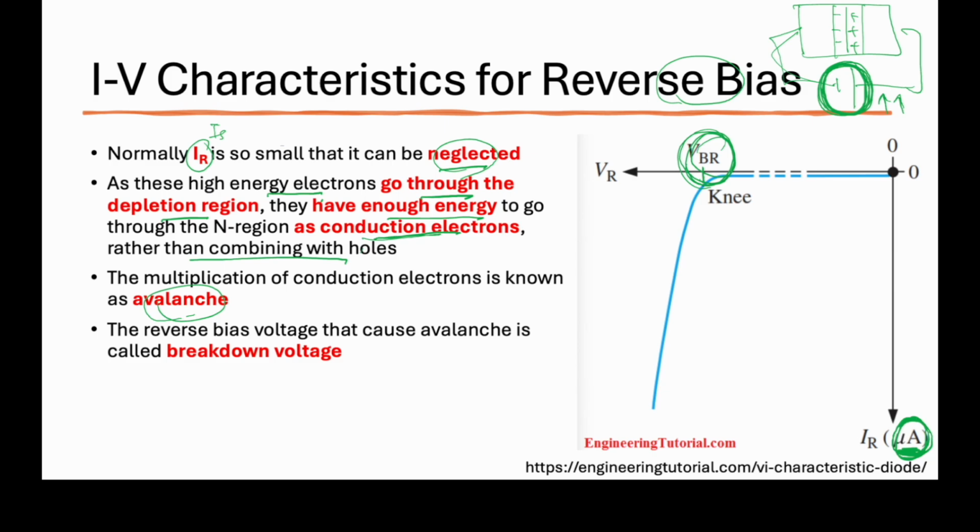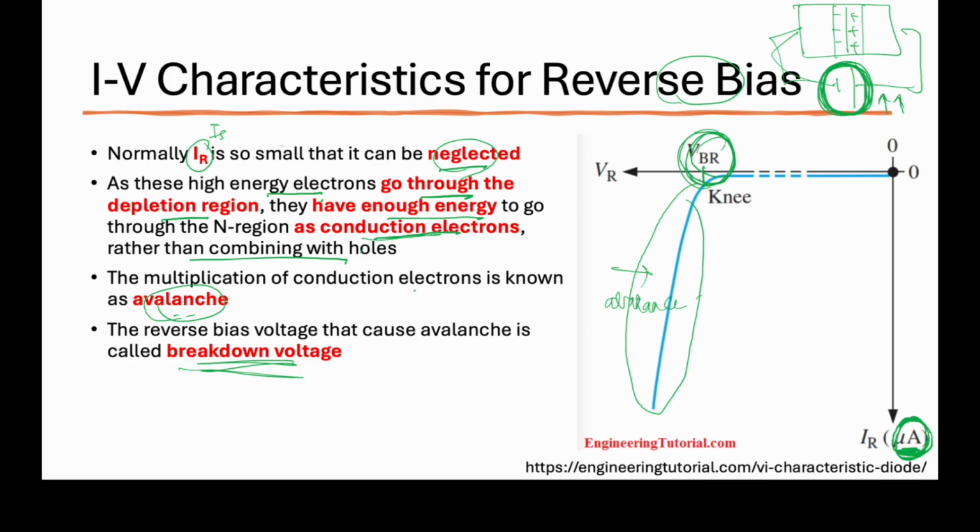So what is avalanche? The multiplication of conduction electrons at the N region is known as the avalanche situation, and this is called the breakdown voltage. You can see at this part, this is the avalanche region. At this avalanche region, usually it will make the diode become damaged, and it will break the diode.